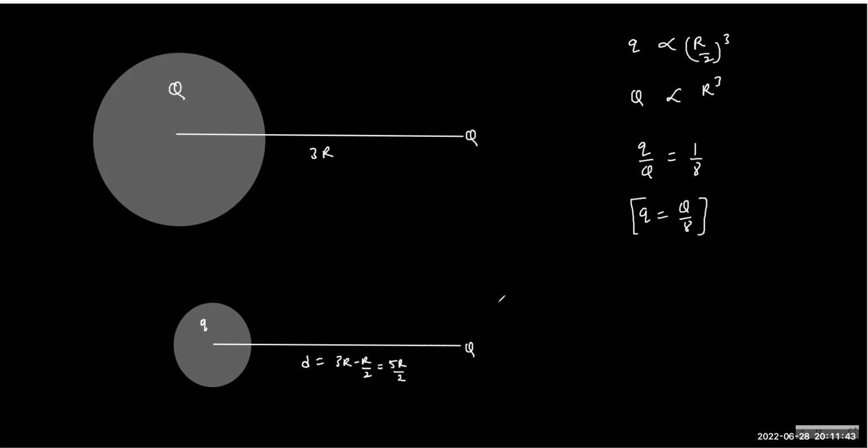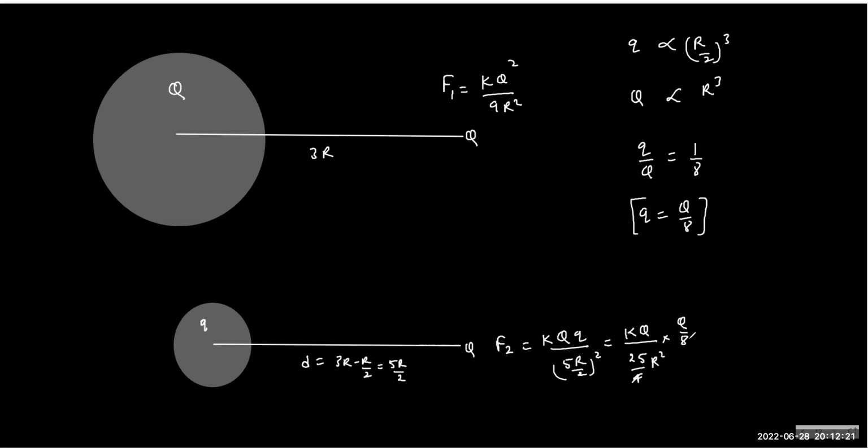Okay, so now what we'll do next is we'll find the force here. Let's call it F1. F1 is how much? K Q square by 9r square because it's a spherical body. It is simple. And F2 will be how much? K Q q by (5r by 2) whole square. Correct? So this will become 25 by 4 r square. And what is q? Q by 8.